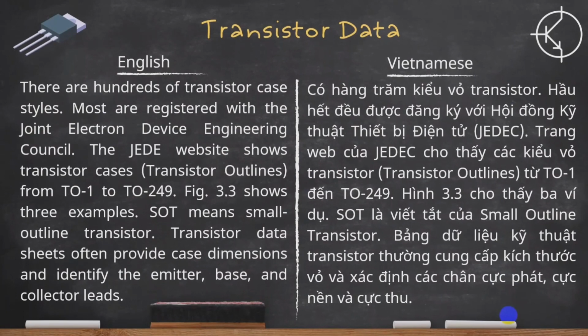There are hundreds of transistor case styles. Most are registered with the Joint Electron Device Engineering Council. The JEDEC website shows transistor cases, transistor outlines, from TO1 to TO249. Figure 3.3 shows 3 examples. SOT means small outline transistor. Transistor data sheets often provide case dimensions and identify the emitter, base, and collector leads.